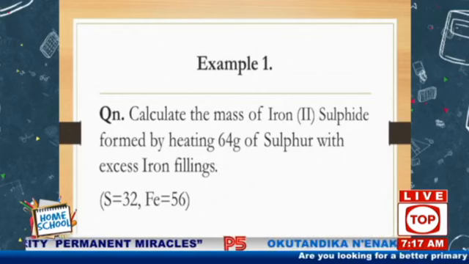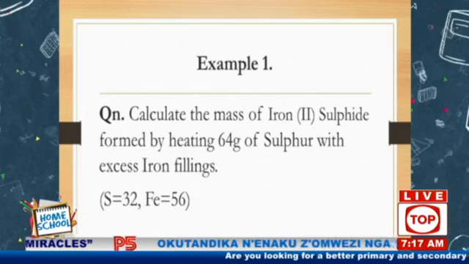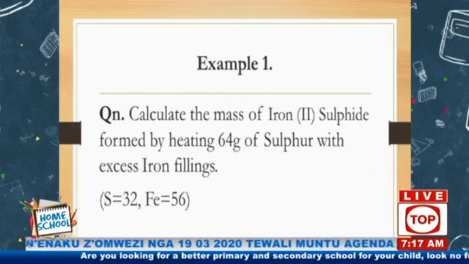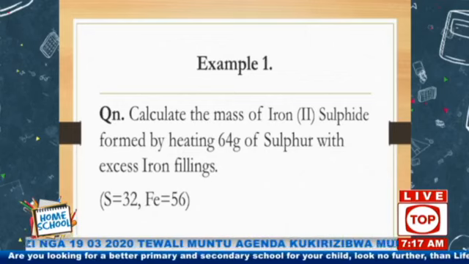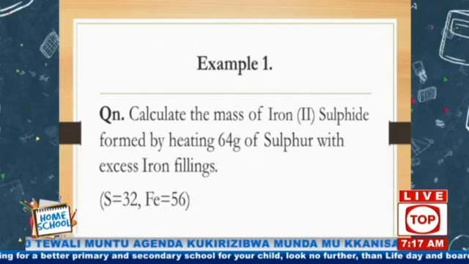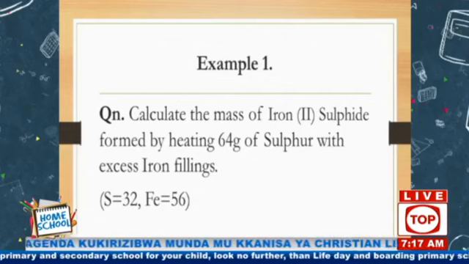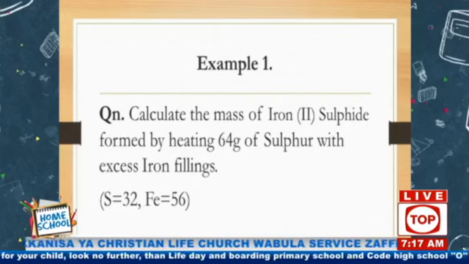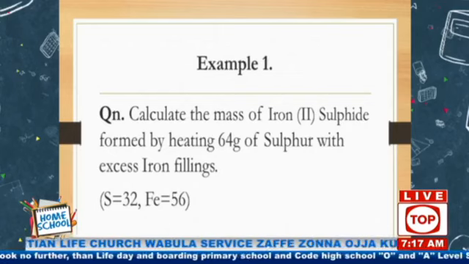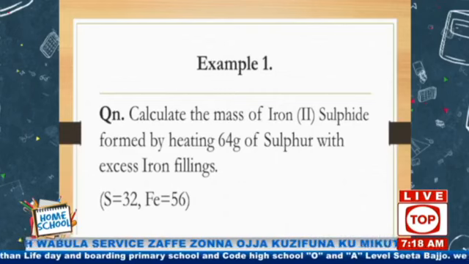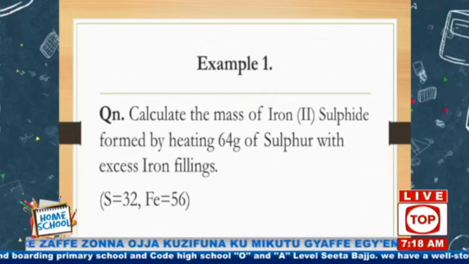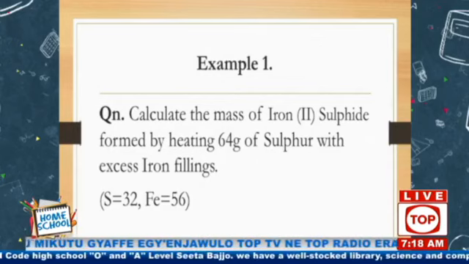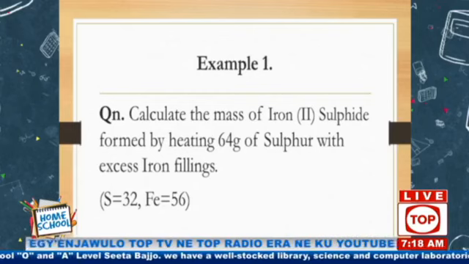Calculate the mass of iron 2 sulfide formed by heating 64 grams of sulfur with excess iron filings. Calculate the mass of iron 2 sulfide. Number 1, it is talking about iron 2 sulfide. That is the mass they need. They are saying that it is formed by heating 64 grams of sulfur.